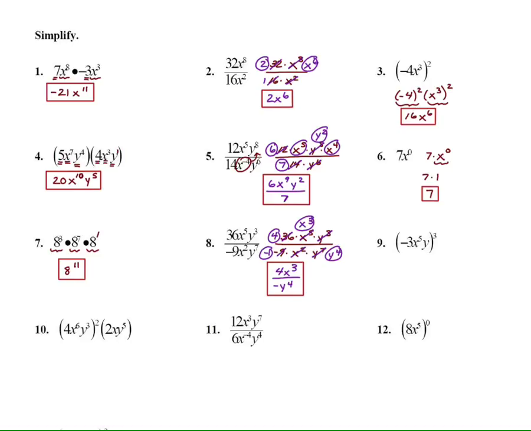Number 9, we have negative 3x to the fifth y, all raised to the third. So I like to split that out into each part raised to the third power. And then handle each part. Negative 3 to the third is negative 3 times negative 3 times negative 3, which is negative 27. X to the fifth to the third, you would multiply the exponents, get x to the 15th, and then y to the third is y to the third. And that would be your final answer.